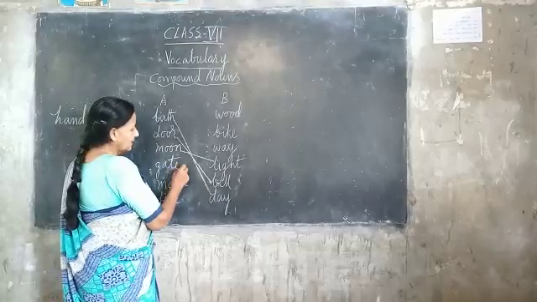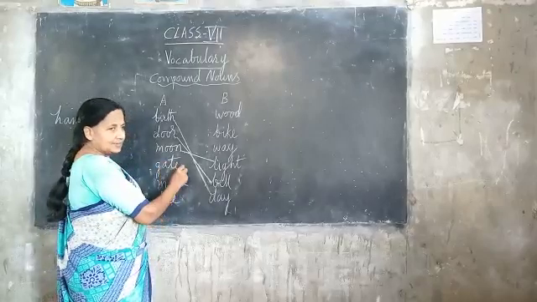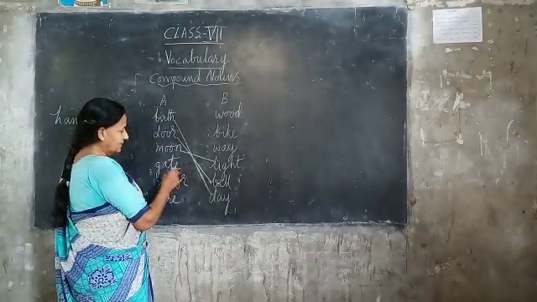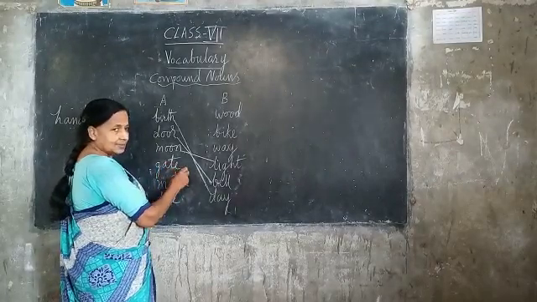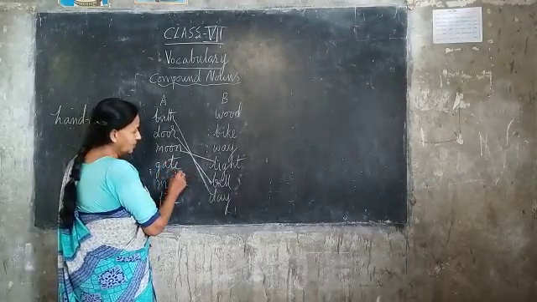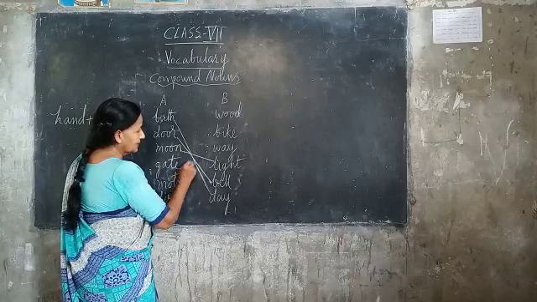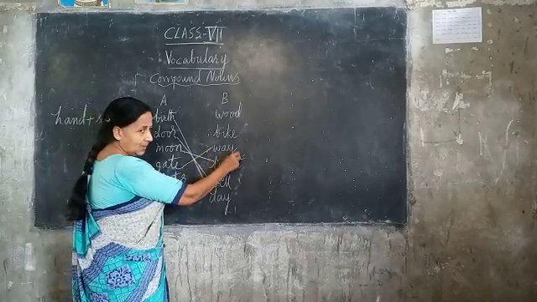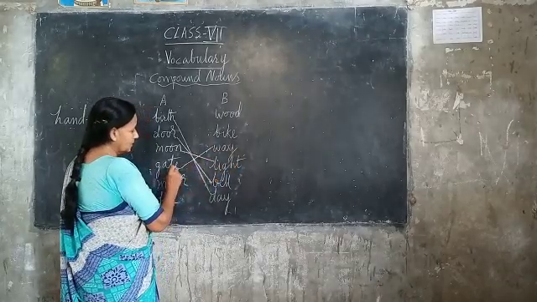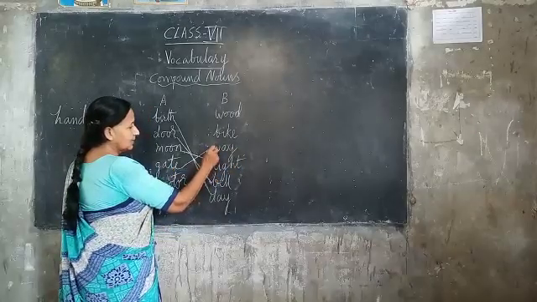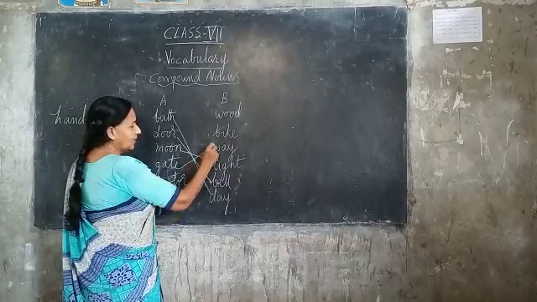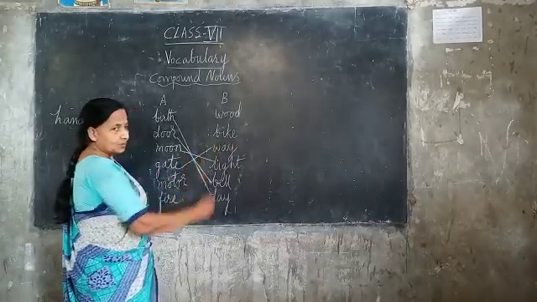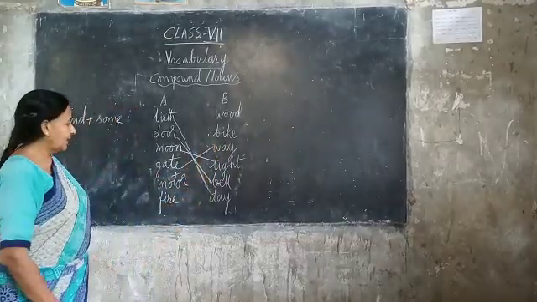Now, G-A-T-E, gate, is a word by itself. While you are joining it with W-A-Y, way, which is a word by itself, we form a new word, gateway. Gateway.